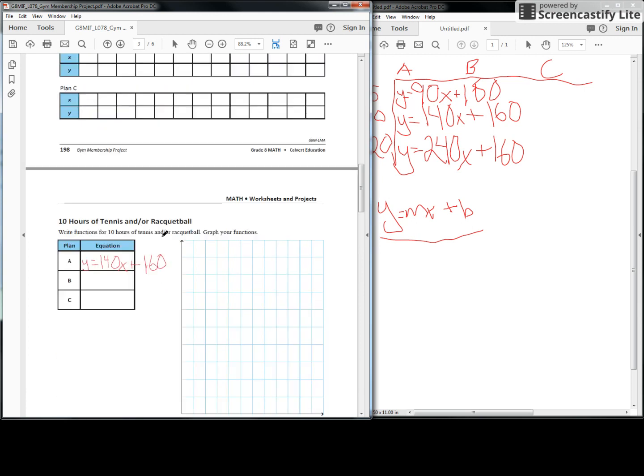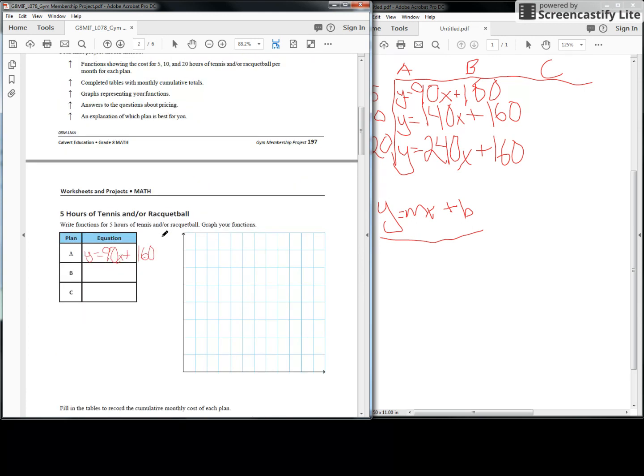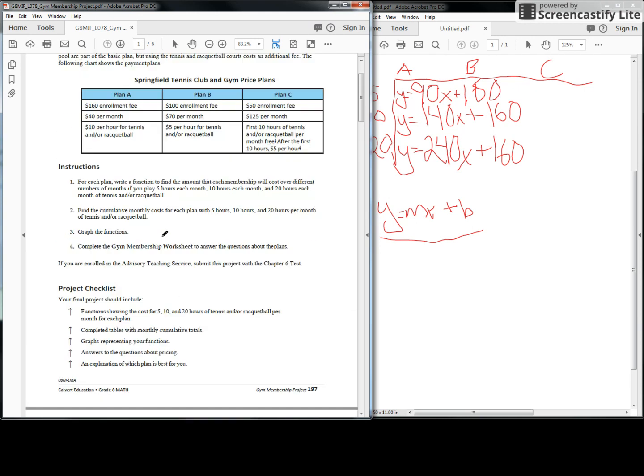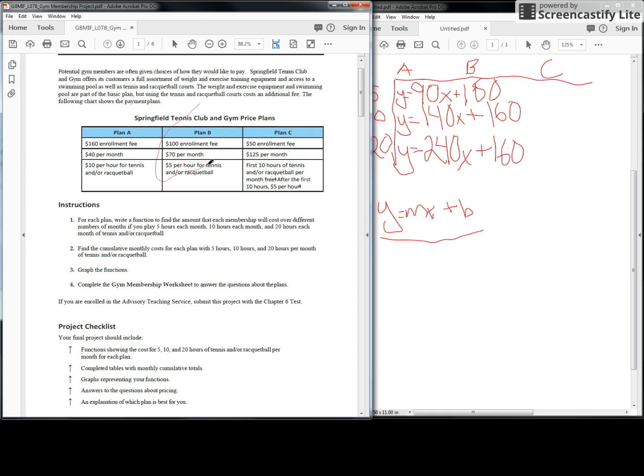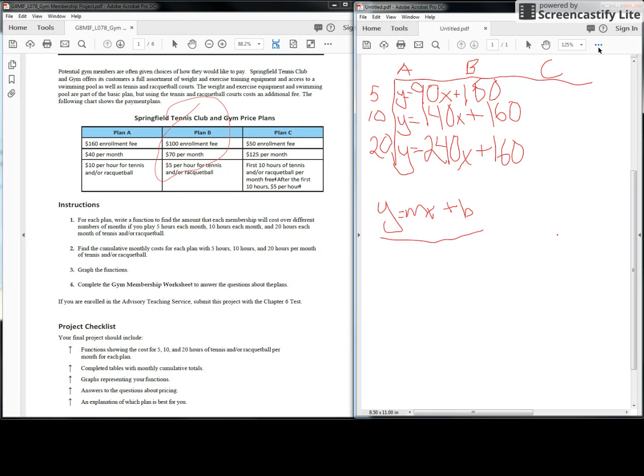Now we have to do Plan B's equations. So now I'm looking at this, and now I'm going to go over here and see if I can get us some space. Oh, this is silly. There has to be a better way.